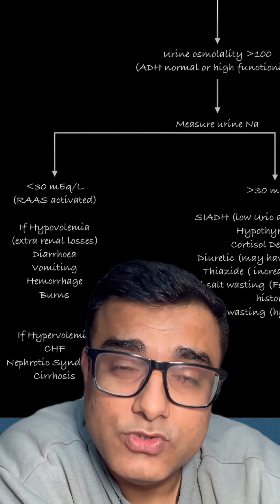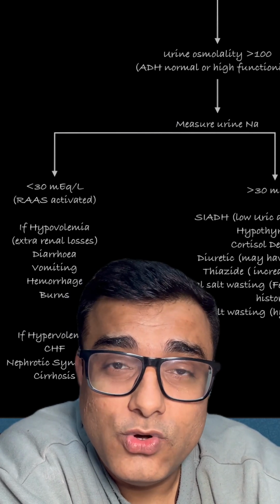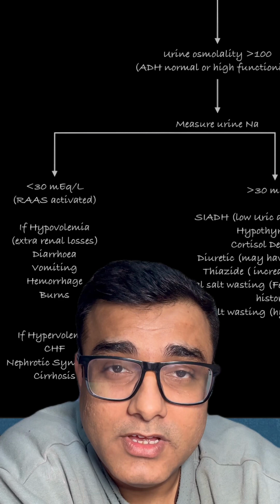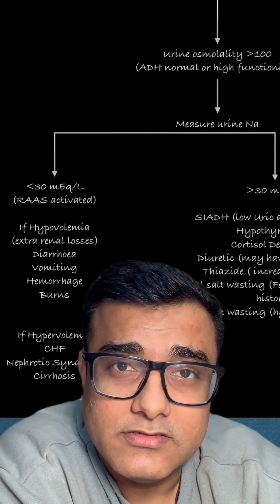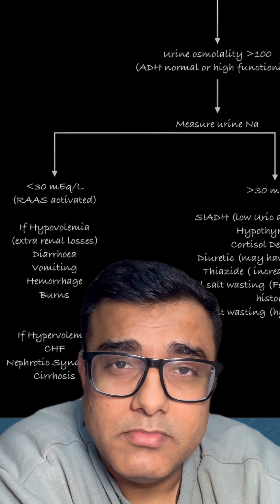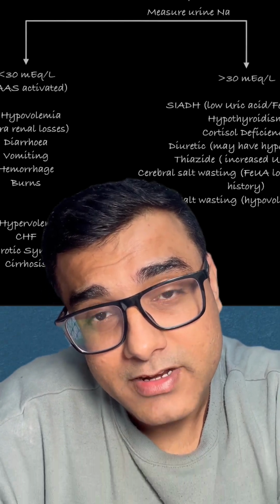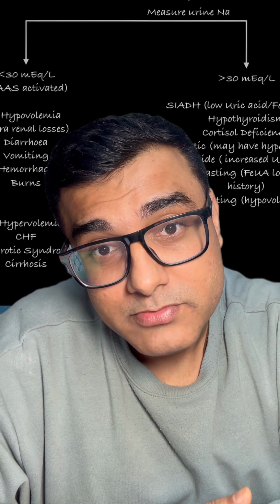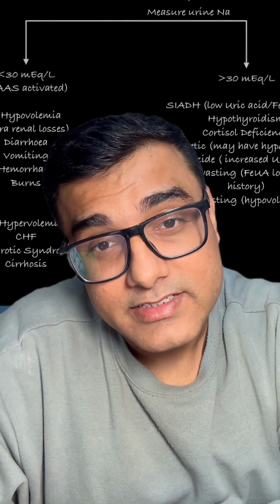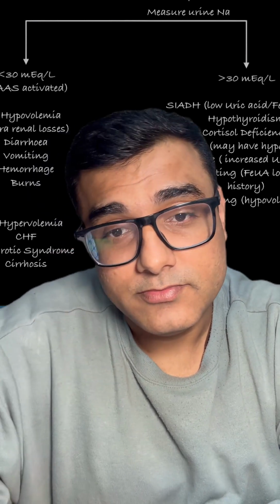RAS is activated in two scenarios. Either there is low blood volume, like in cases of hypotension, hypovolemia, dehydration, or in cases where dilutional hyponatremia happens but the total blood volume is higher, like in CHF, cirrhosis, or nephrotic syndrome. Coming to the final category, where urinary sodium is high, more than 30 milliequivalents per liter.